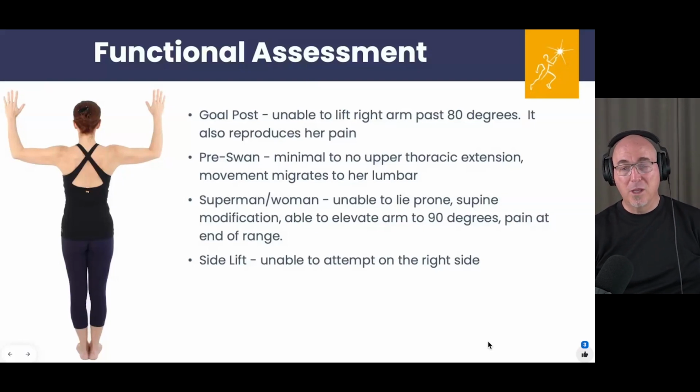Side lift: she was unable to get into a side lift position on the right side. We tried that test and she was not able to get in that position, and that would make sense. So if we look at that, we might have to put her on things like a spine corrector, lying on her side and letting the arm dangle down a little bit so she could start getting some load through it, but without pain and without too much load.